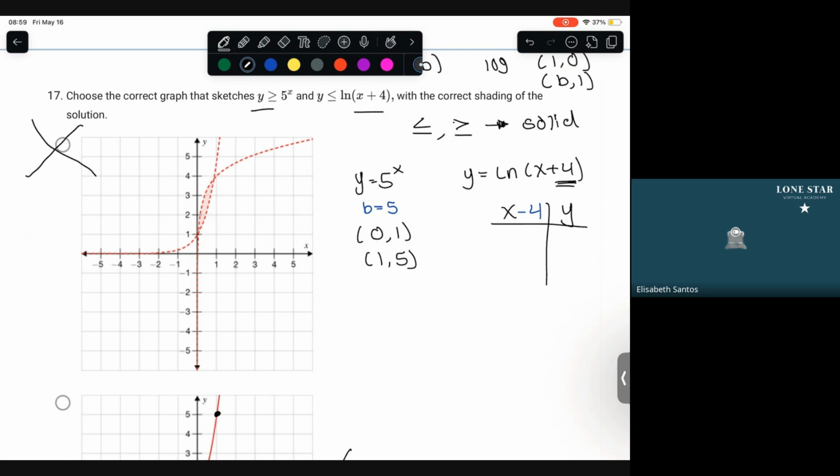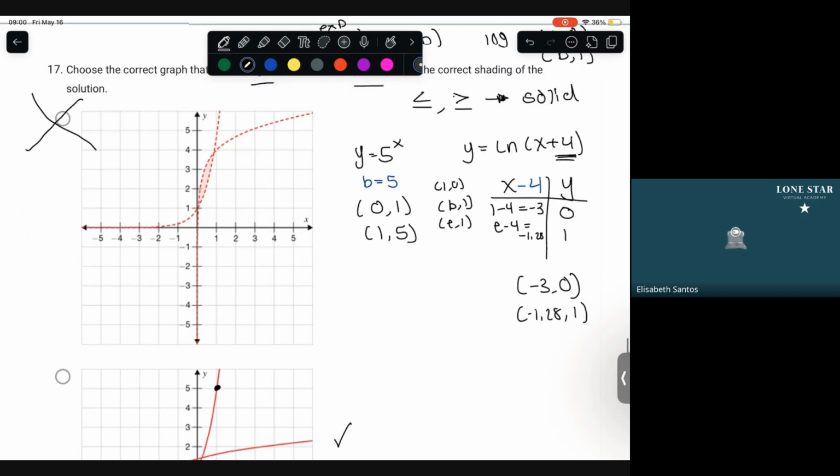Okay, so we know that every log has 1, 0. So when x is 1, since there's a transformation, we're going to subtract 4 from that. So 1 minus 4 equals negative 3, and then y is 0. So that's 1 point. And then b, 1. Well, what is b to the natural log? Remember, natural log is just a log with a base of e. So e, 1. And so we're going to do e minus 4, which is about negative 1.28, and y is 1.